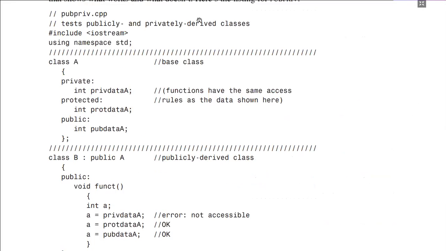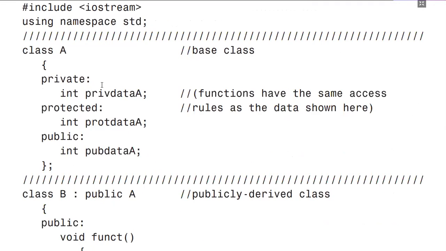Let me just give you a brief idea. This is a private A class. It has three variables: private data A, protected data A, and public data A.